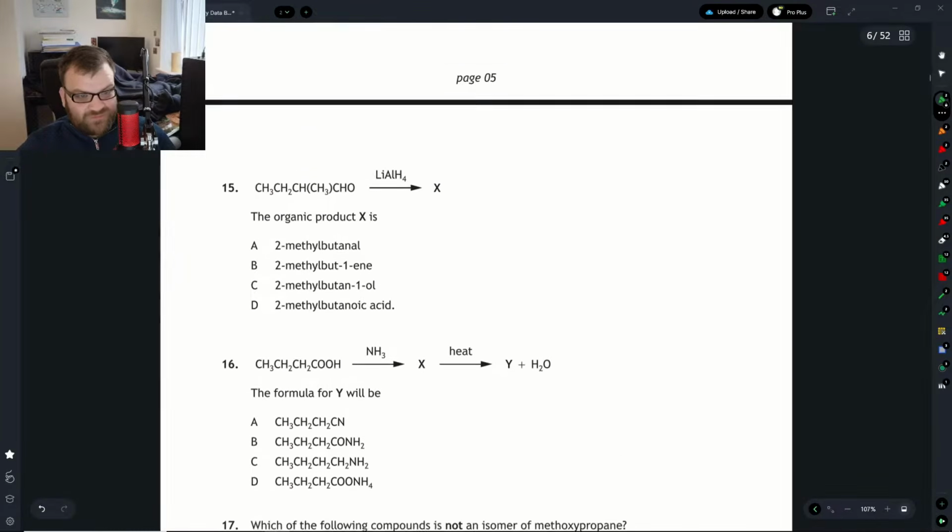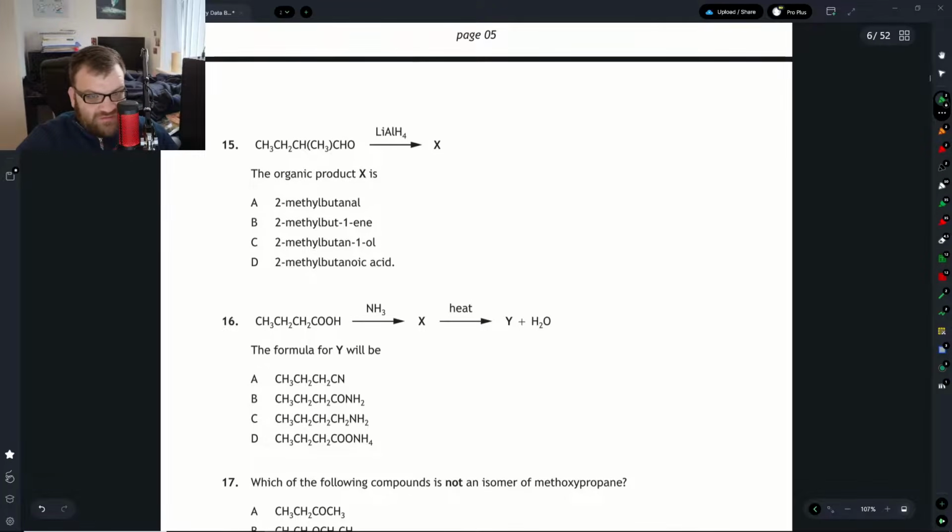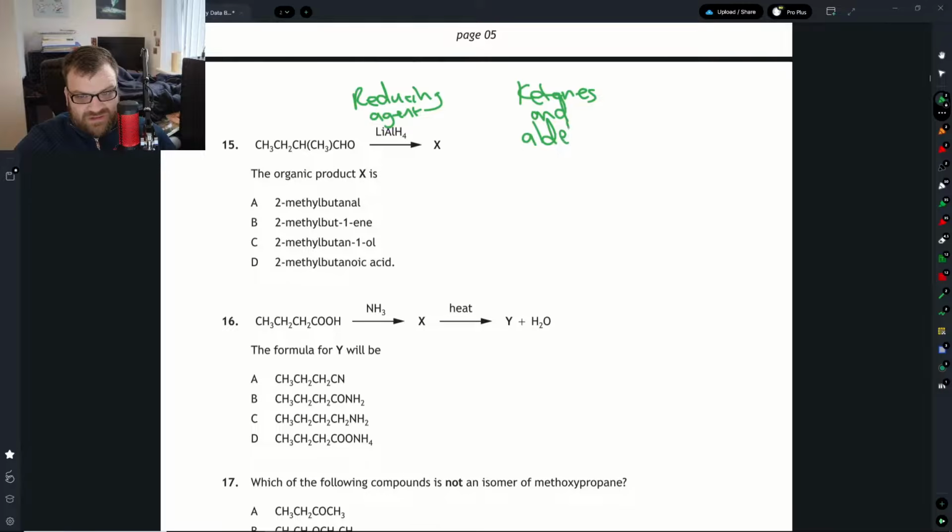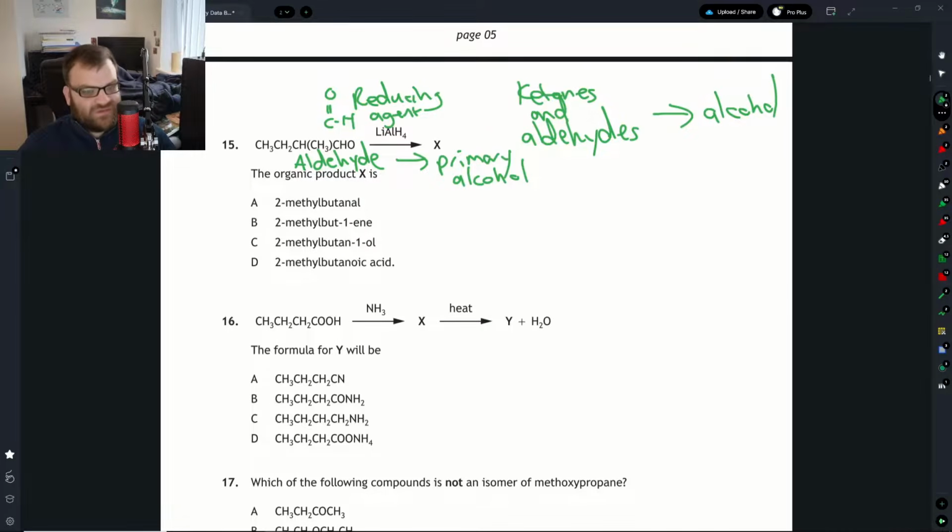Next up, we have our reducing agent. This takes ketones and aldehydes back to the appropriate alcohol. Here we have a C double bond O with an H, which means we have an aldehyde. And this will go to a primary alcohol, meaning there's one carbon attached to the carbon with the OH.